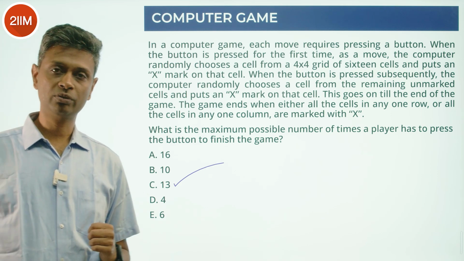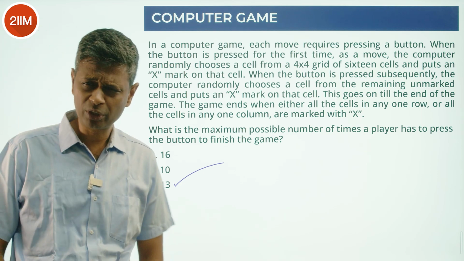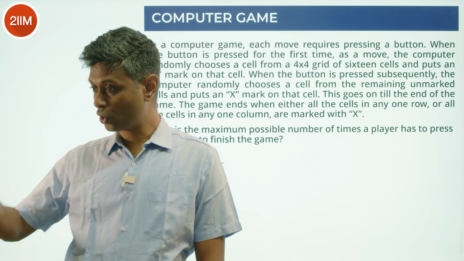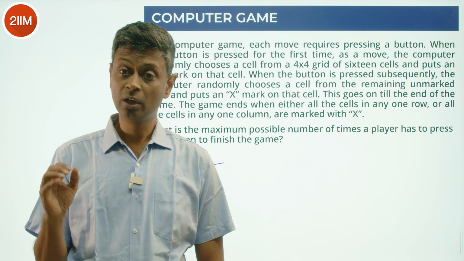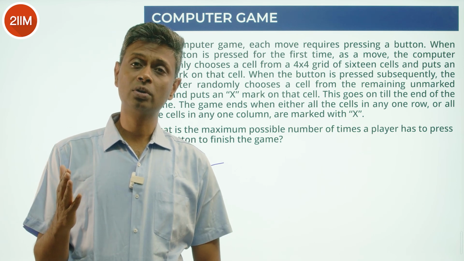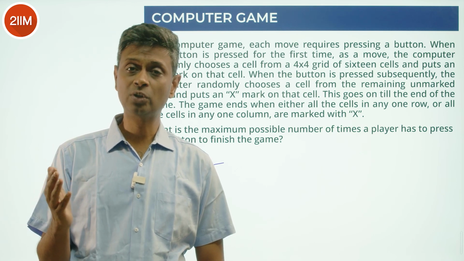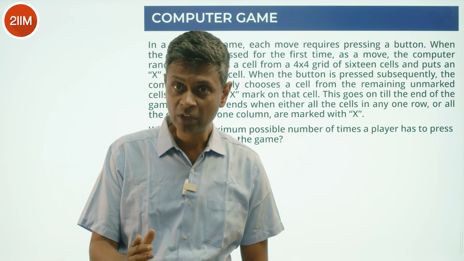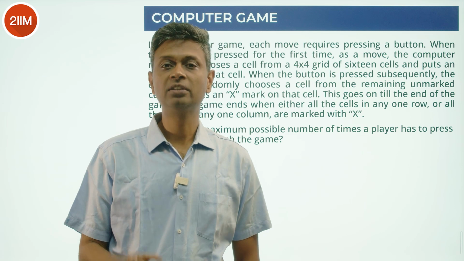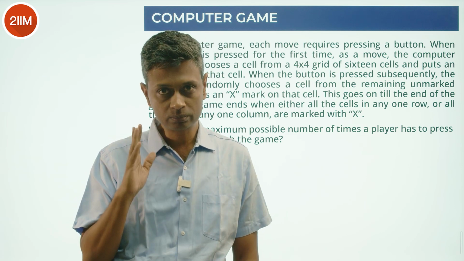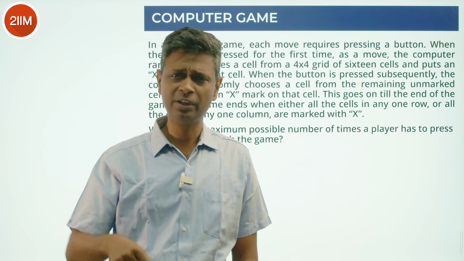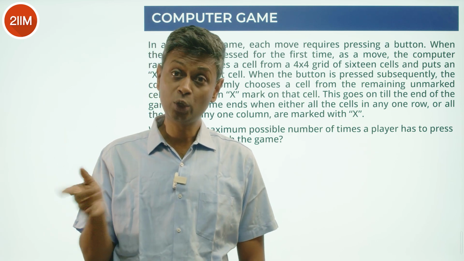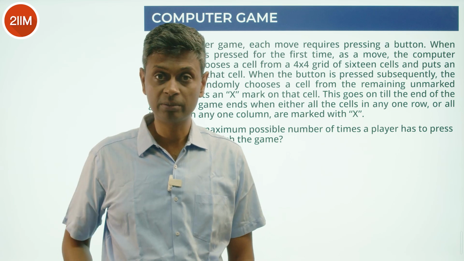Maximum possible number of times to finish it. You cannot press 14 times. You cannot press 16 times. 16 times means the last cell is being pressed, and before that, 4 in any one row or 4 in any one column would definitely have happened. So by the 13th time, I can guarantee that there will be at least one row and simultaneously at least one column that has 4. That's done. 12 I can do, 13 I cannot do, 13 is the maximum.